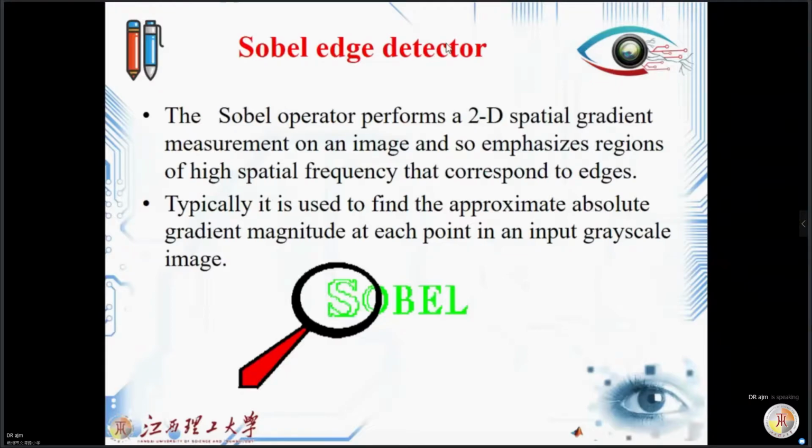Typically, it's used to find the approximate absolute gradient magnitude of each point in an input grayscale image. Have these two in your mind as the application of the convolution.